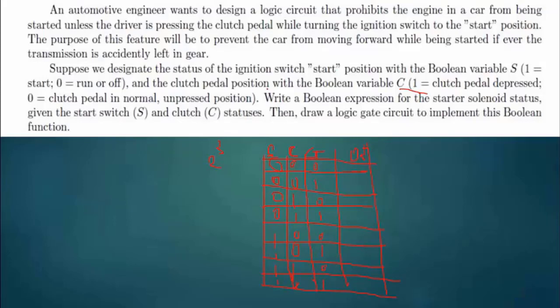Tunajua condition yetu ni kwamba tuna conditions mbili. The purpose of this feature is to prevent the car from moving forward while being started if ever the transmission is accidentally left in gear. Kwa mfano kama gear iko on, na una starter, unawasha gari, lakini ulisahau kukanyaga clutch. Kwa clutch ikiwa 0, hujakanyaga clutch, lakini gear umeacha bahati mbaya, lakini unawasha gari switch hapa, gari lisiwake kwa sababu litasababisha gari kushtuka kama nilivyosema.